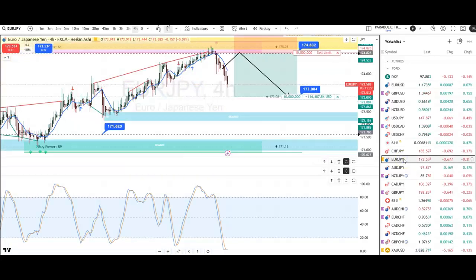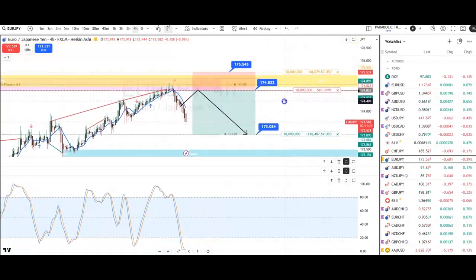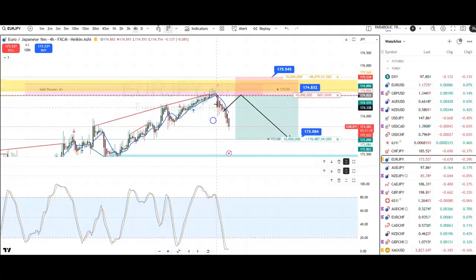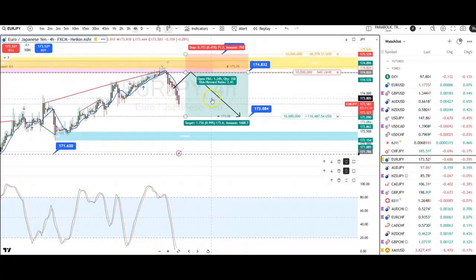So euro yen is going to be going down, heading for target 173. It didn't get the bounce up in the signal, but on the change of character, you could have entered there. Sell power 61, good enough. 2 to 1, 2.43 to 1.